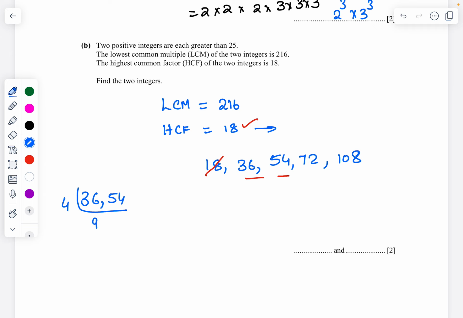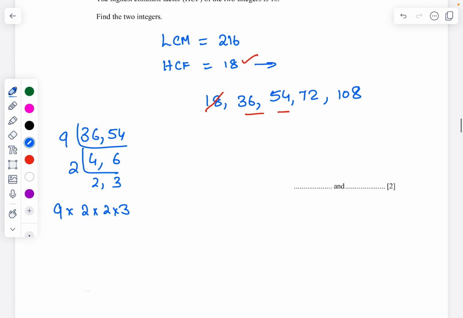4 times 9 and 4 does not go. So I can try 9 times 4 and 9 times 6, 2 times 2 and 2 times 3. So it becomes 9 times 2 times 2 times 3, which is 9 times 2 times 2 times 3 is 12, 108. It's not 216. So therefore, this is a wrong option.